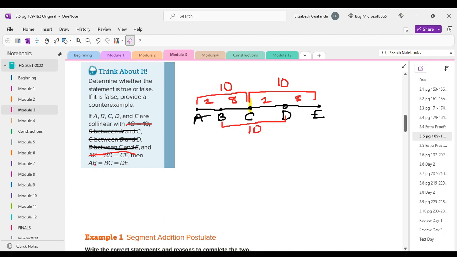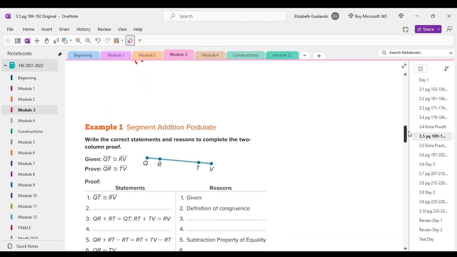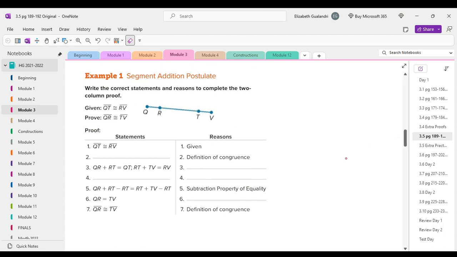So then is AB equal to BC equal to DE? Not necessarily, okay? So this would have to be false, and my counterexample is right there. Okay, so you can think through some of those things, but that's the idea of the segment addition postulate. Okay, so we are going to use segment addition postulate to do some proofs, and some of these proofs can get kind of complicated, so we're going to practice with them quite a bit.